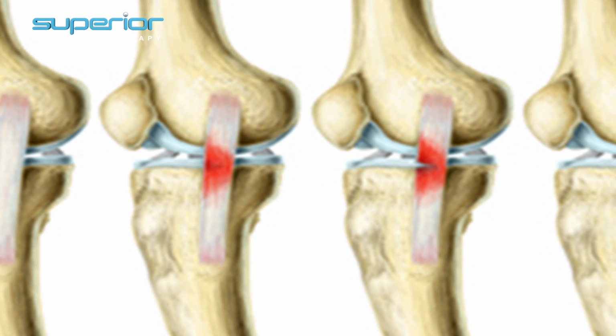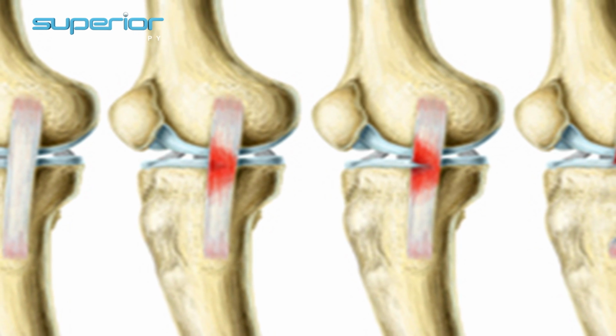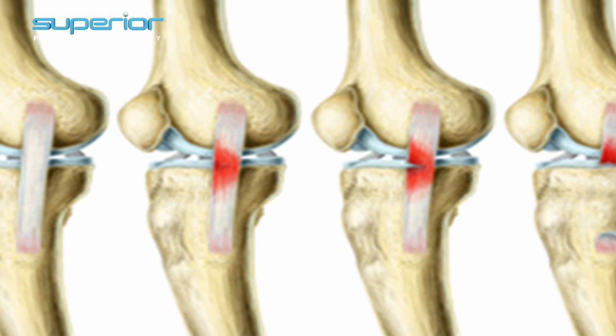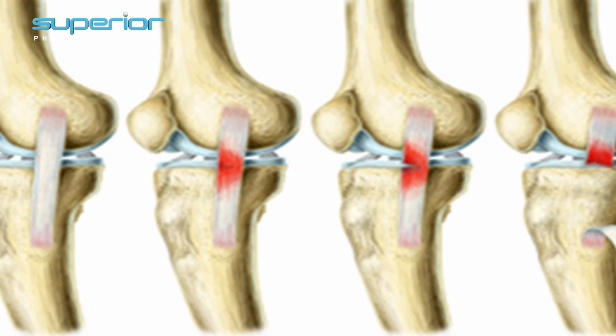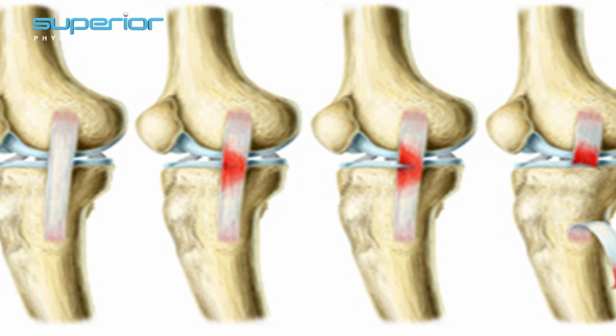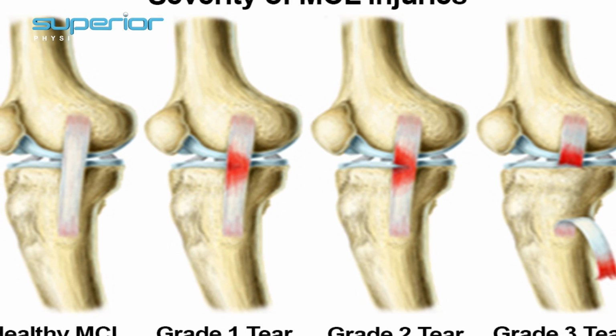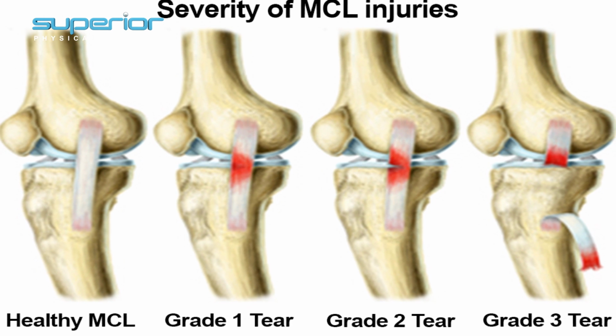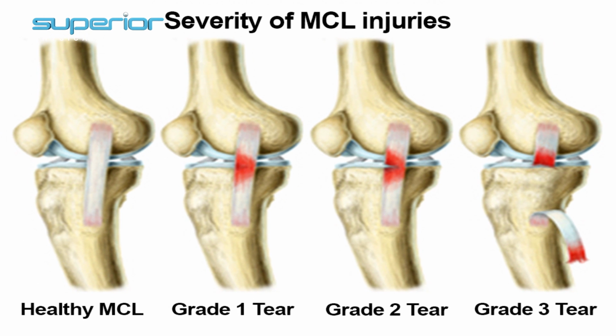This image here shows MCL injuries, which stands for medial collateral ligament. That is on the inside of the knee, so sometimes we can have inside knee pain. And this shows that there are 3 grades of tearing or spraining, and a grade 3 is a complete tear, which would require surgery, and grade 1 and grade 2 would be recovered through physical therapy.